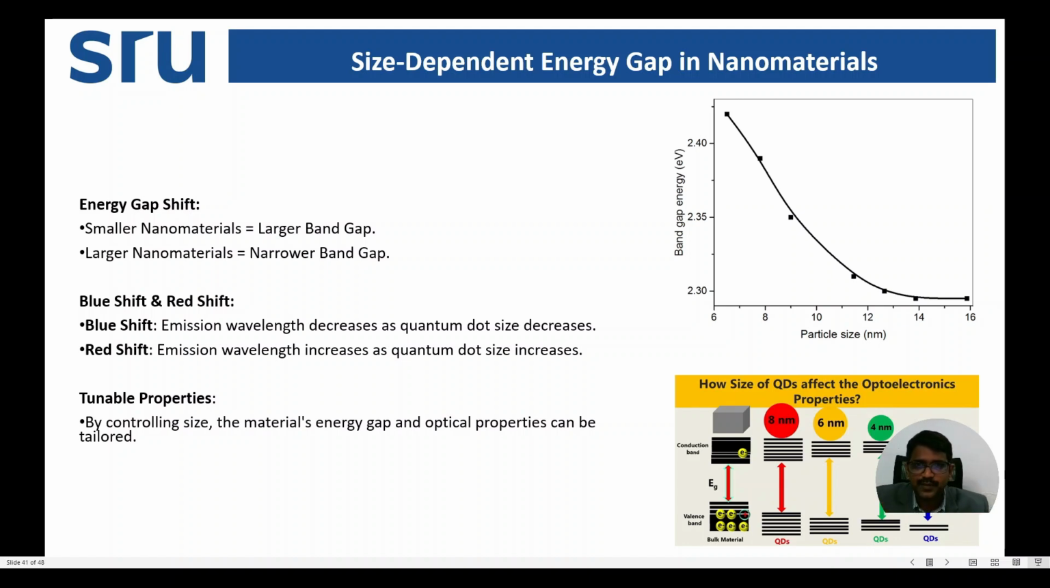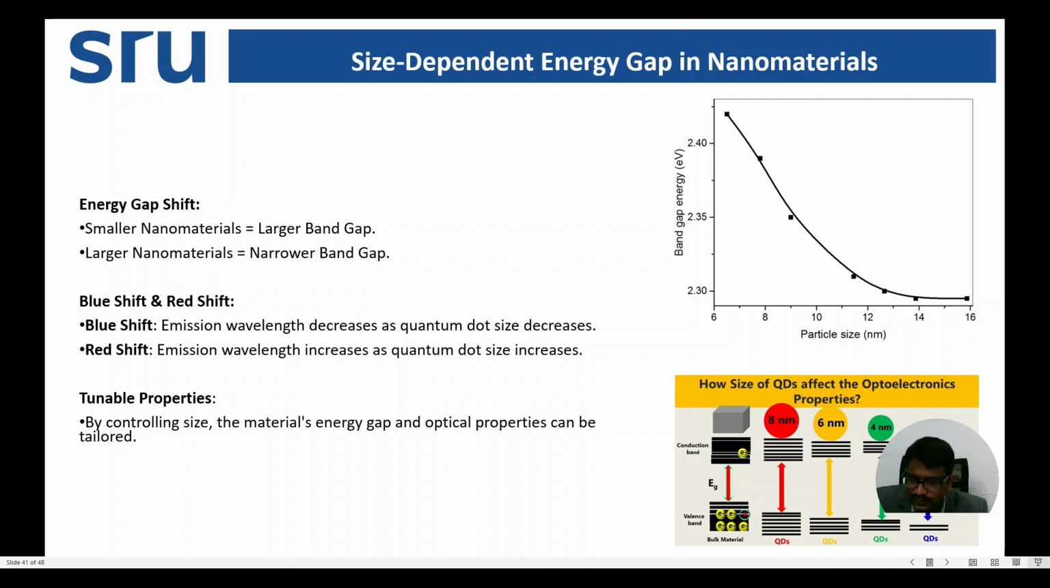So, the size-dependent energy gap in nanomaterials. For example, if you see here, you can see different size nanoparticles, right? This is a bulk material. This is the valence band, the conduction band. Because it is a bulk material, you can see the complete dark color. Why? Because it indicates a continuous energy band.